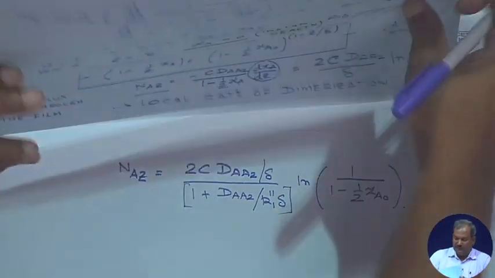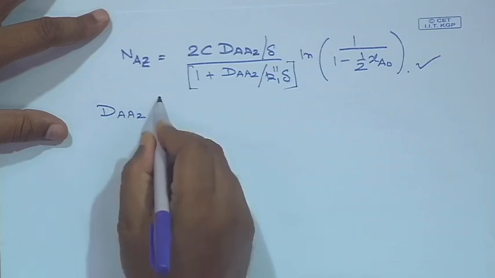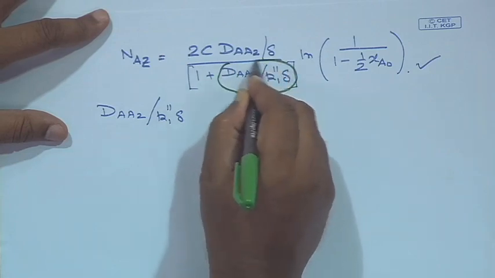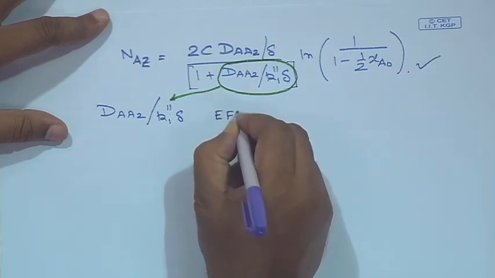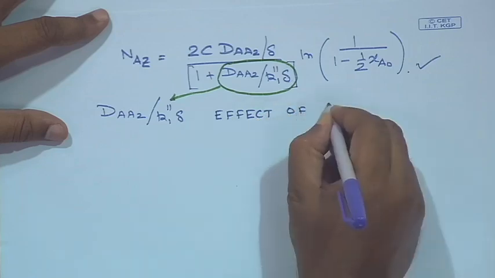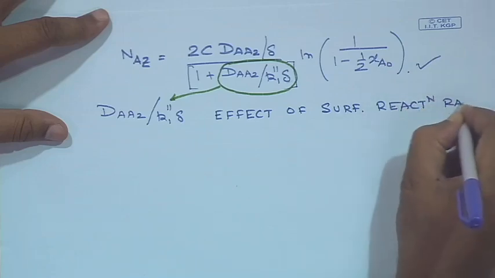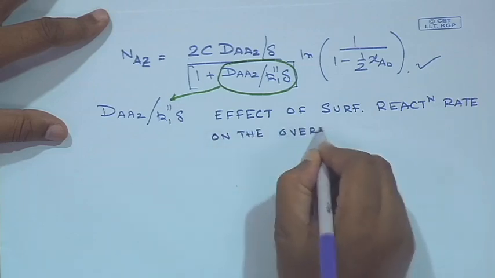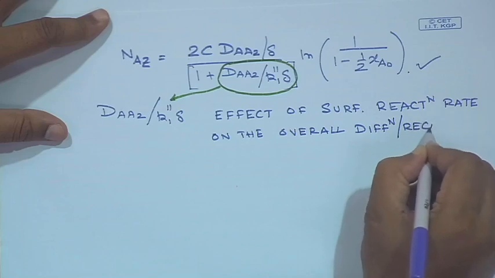So, this is consistent with our understanding, and the dimensionless group d A2 by K1 double prime delta, which is this, has to be dimensionless, and it describes the effect of surface reaction rate on the overall diffusion reaction process.